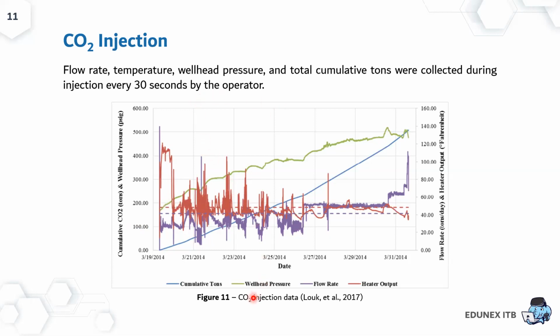In figure 11, we can see the carbon dioxide injection data. The average flow rate was 40.95 tons per day, and the average heat output was 48.59 degrees Fahrenheit. Flow rate would decrease at night due to ambient temperature drop, requiring a higher temperature output and more propane to heat the carbon dioxide.